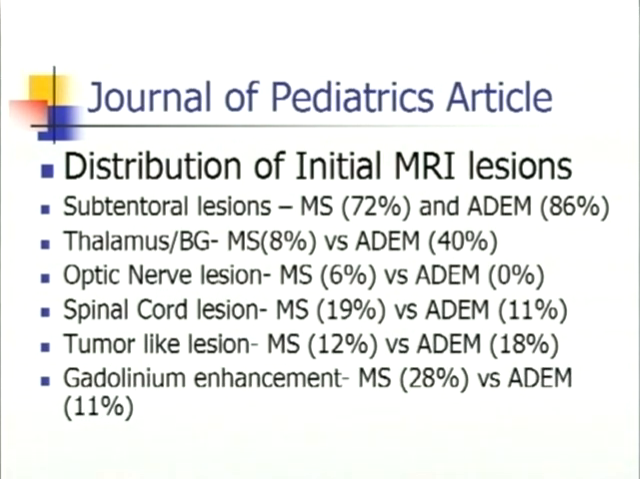The distribution of the MRI lesions tended to be, you tend to see involvement of the deep gray matter much more in ADEM. You tend to see more involvement of the optic nerves or spinal cord lesions in multiple sclerosis. And gadolinium enhancement tends to be much more common among kids who had multiple sclerosis versus ADEM.